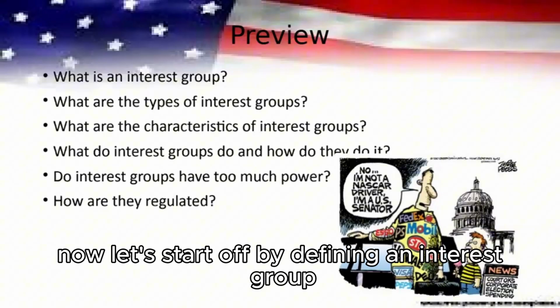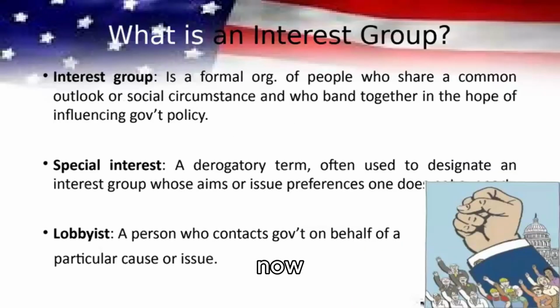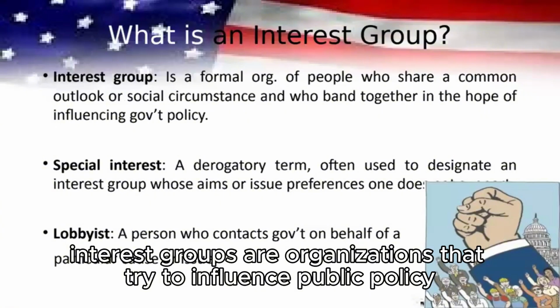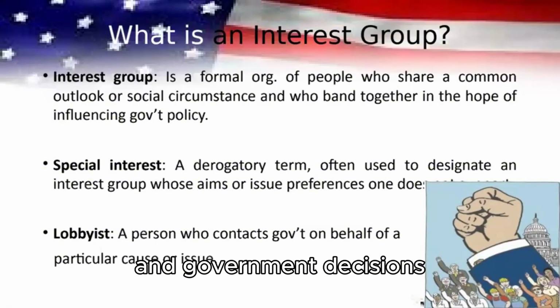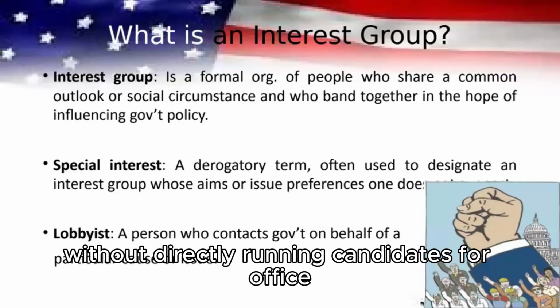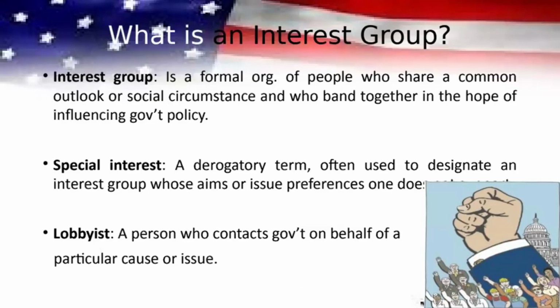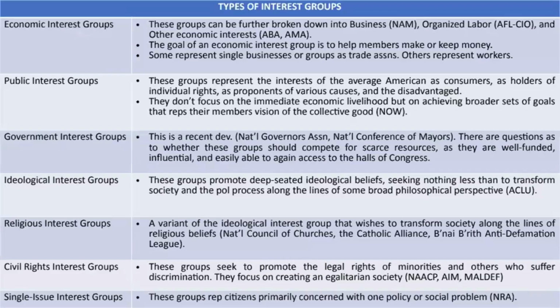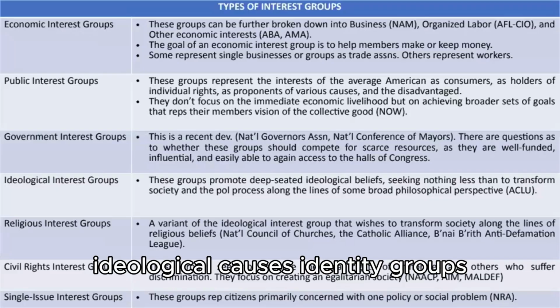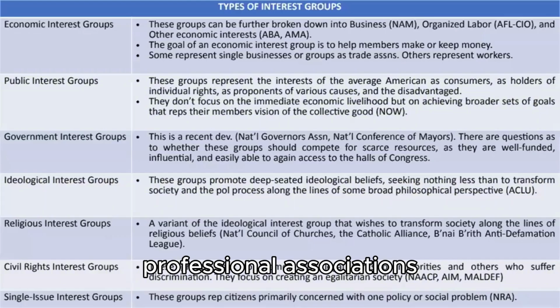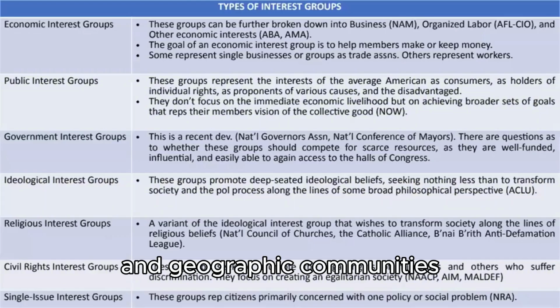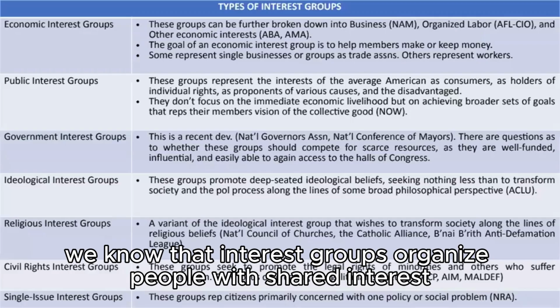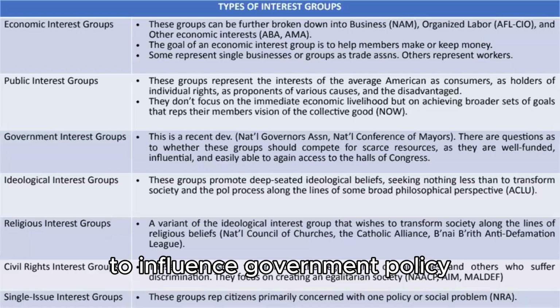Now, let's start off by defining an interest group. Interest groups are organizations that try to influence public policy and government decisions without directly running candidates for office. They represent the interest of businesses, workers, ideological causes, identity groups, professional associations, and geographic communities. So from this, we know that interest groups organize people with shared interest to influence government policy.